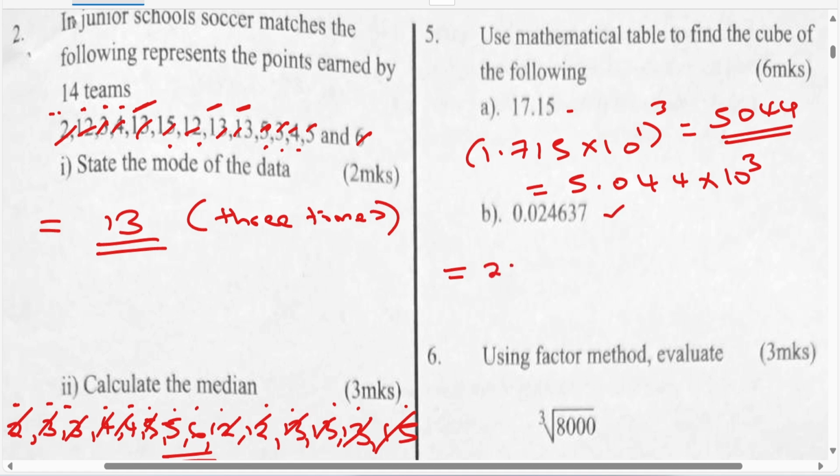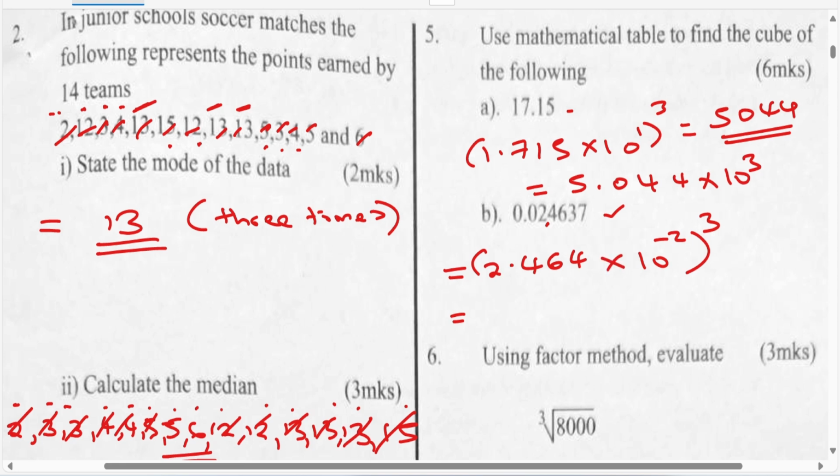Ukiangalia hiyo pia the same thing, you write it in standard form. You basically write 2.4637 times 10 power ngapi? Ukiangalia hapa ni power negative 2. So you'll cube this as well. So cube ya 2.4637. For significant figure utaandika vipi? Utaandika hivi 2.464.